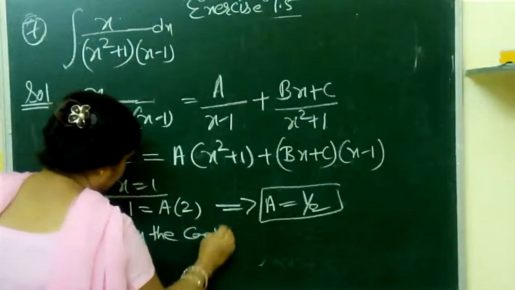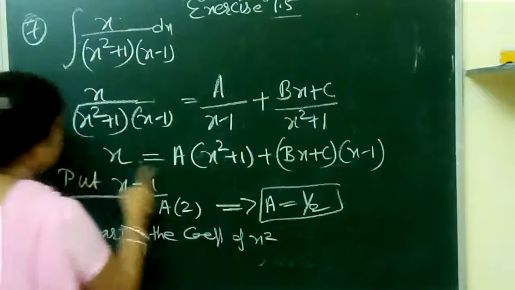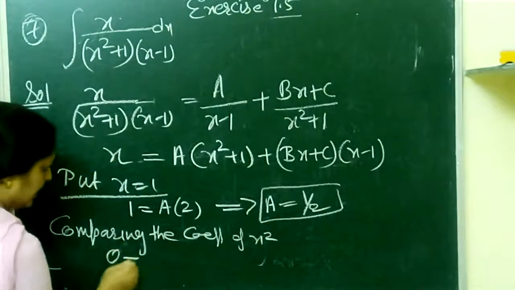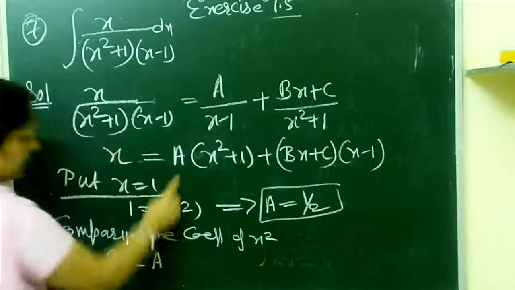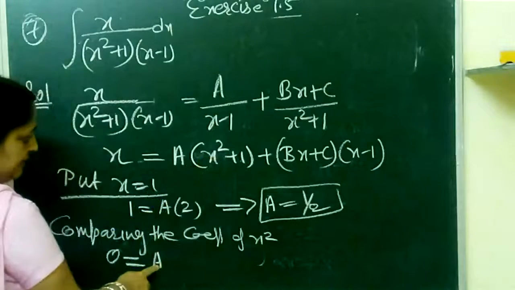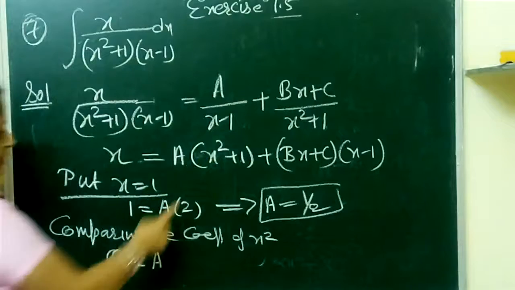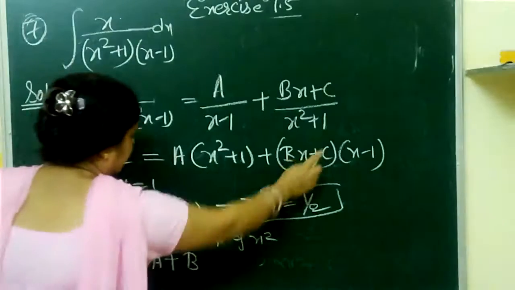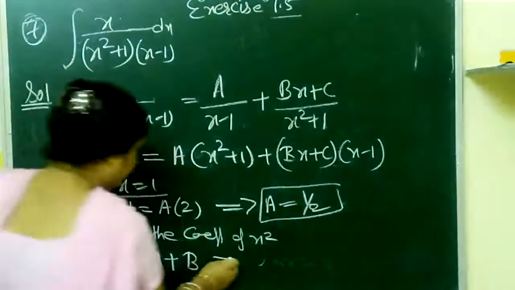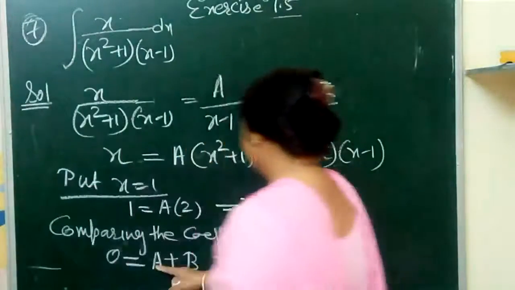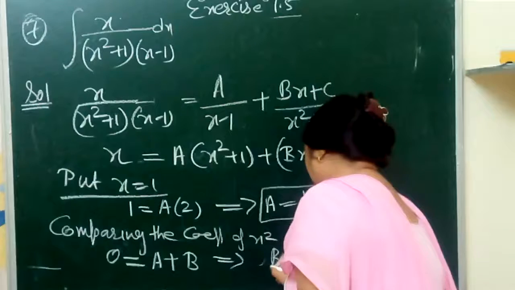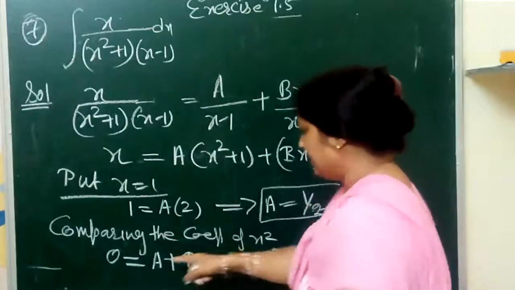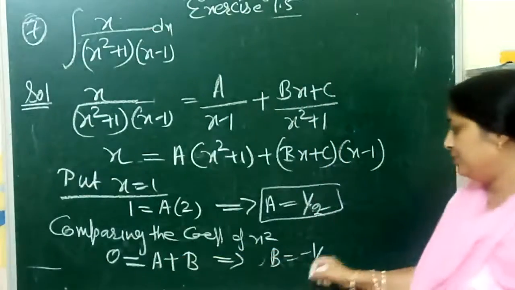comparing the coefficient of x square, you can see here there is no x square term on the left side, so it will be 0. And here ax square, so a will come, and plus b, because there is bx square after opening. Now we will put the value of a here, so b is equal to minus half. Here a is equal to half, so when we put half, b is equal to minus half.